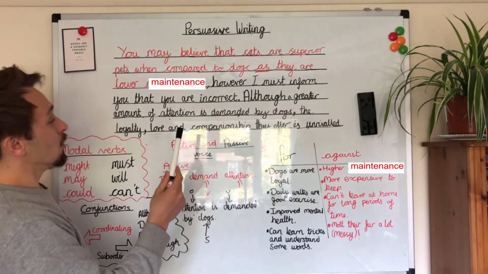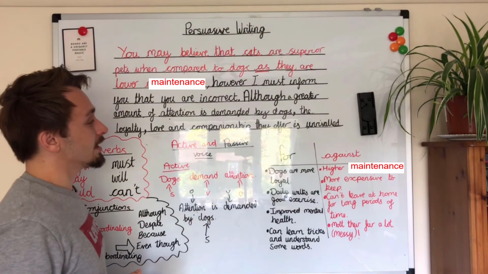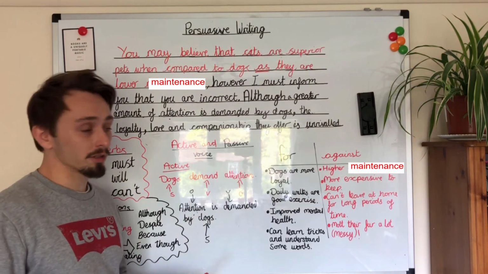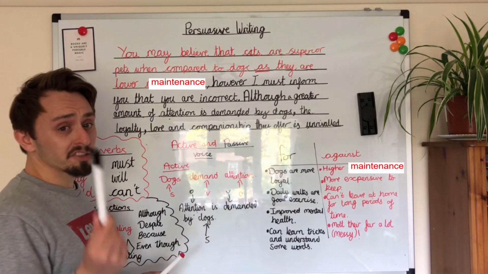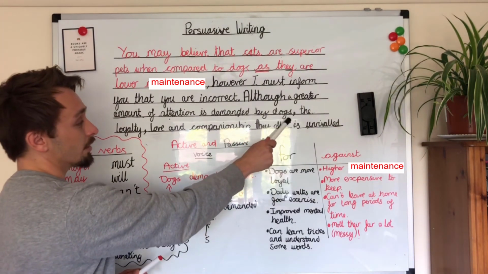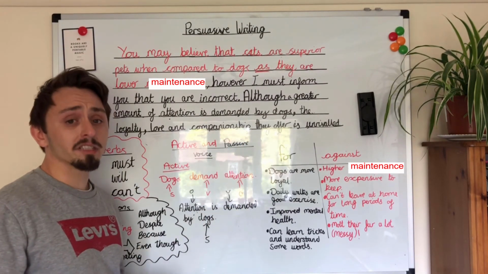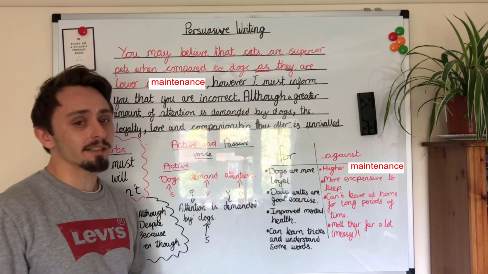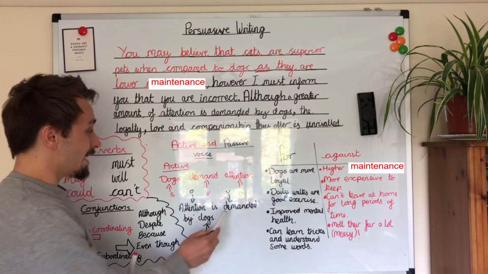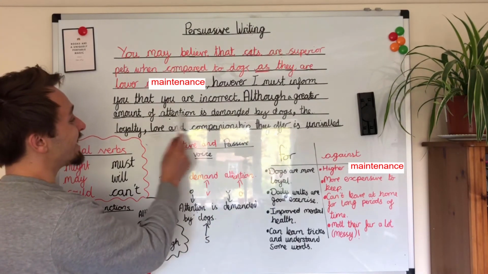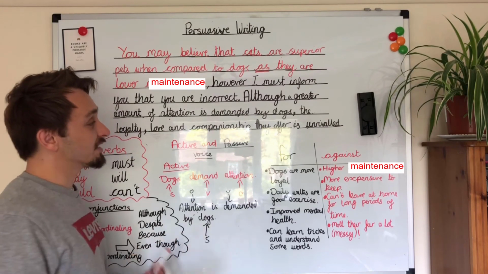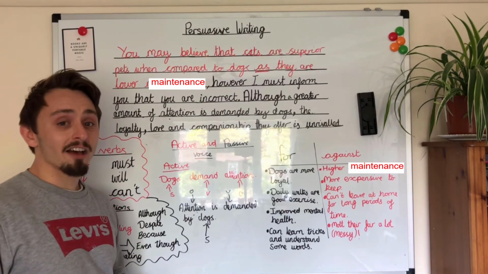So I've said, although a greater amount of attention is demanded by dogs, the loyalty, love and companionship they offer is unrivaled. So again, I've started with a subordinate clause. I said, although a greater amount of attention is demanded by dogs. I've also used a comma there because with a subordinate clause at the beginning of a sentence, you normally need a comma at the end of it. I've also used my passive voice example of attention is demanded by dogs in there. So within that sentence alone, I have a subordinate clause and I have passive voice.